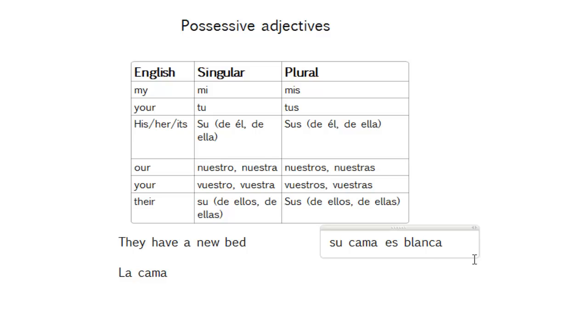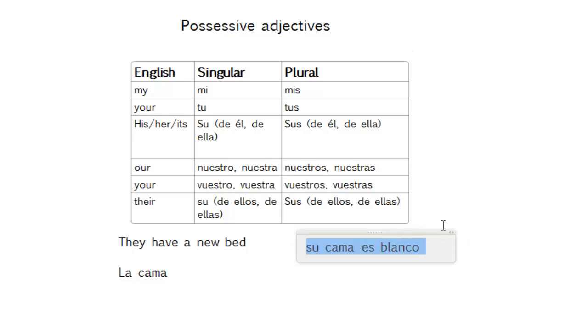No, it's blanco. It's blanca. I have to find out. I'm going to find out about the colors. I've never been sure about colors, because I don't know about negra. I don't know things. I have to learn things myself. What a shock. They have a new bed, and su cama is blanco.